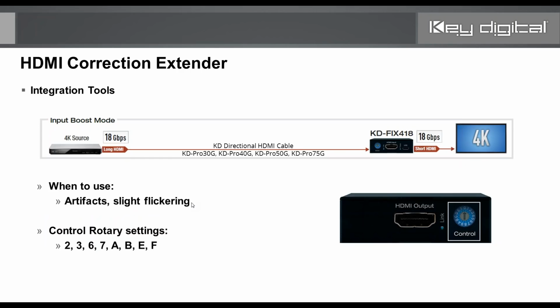And lastly, we have the input boost mode for the Fix 418, where a long HDMI cable is used, and you can put it at the end of that cable to ensure that, once again, you don't have any artifacts or slight flickering. So this can repair that incoming signal for proper display. Setting the control rotary to setting 2, 3, 6, 7, A, B, E, or F. And all of those settings are outlined in the owner's manual.